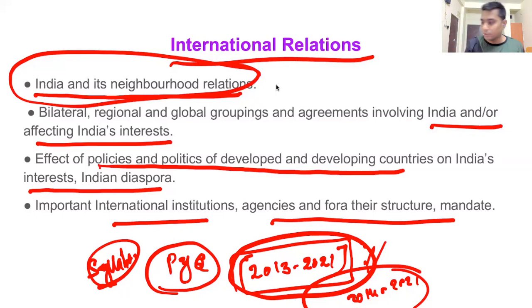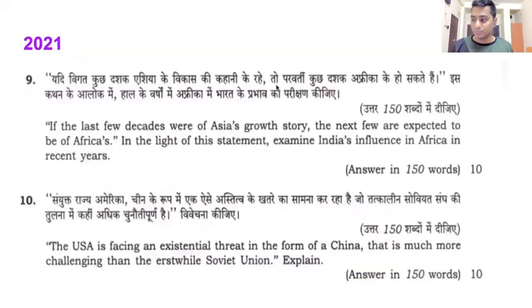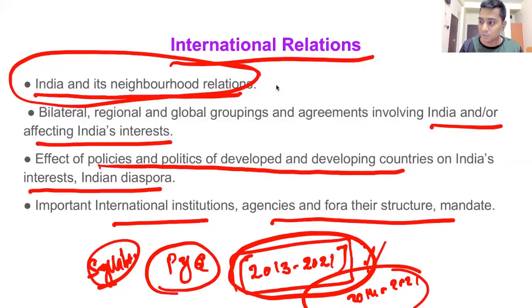Now let's continue. Now how to take previous year questions and how to regroup them so that you'll understand the boundaries. Now look at this. These are international relations questions from 2021 to 2014. Let's have a look. Keep this in mind. This is what the UPSC syllabus is.